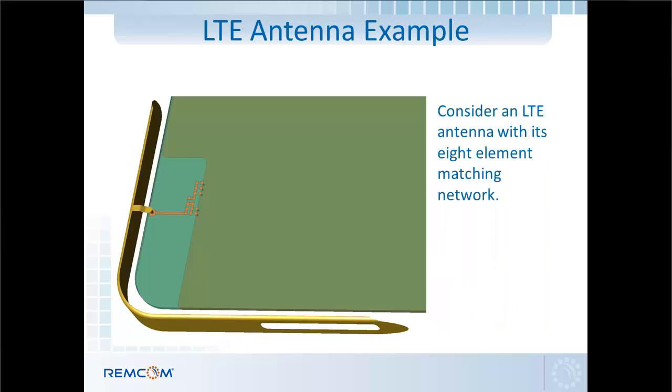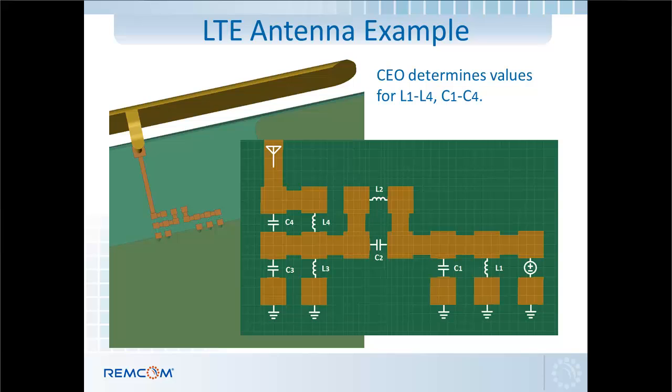So let's just look at an example here of an LTE antenna. We can see the antenna is in the corner of the PCB. It's connected down through a transmission line into the matching network, and the matching network is grounded into that darker green ground plane behind it. There's 8 elements in this matching network, and if we take a closer view, we can see that the voltage source or the input is on the right hand side, and then there's various inductors or capacitors that are connected in series or parallel that match the antenna.